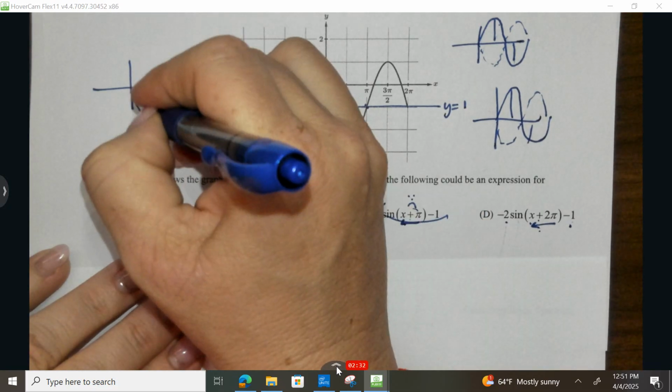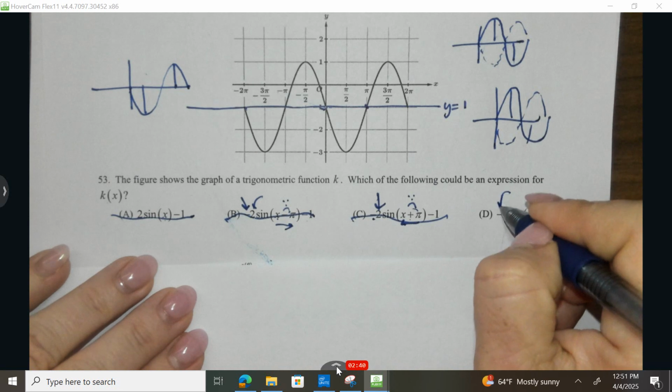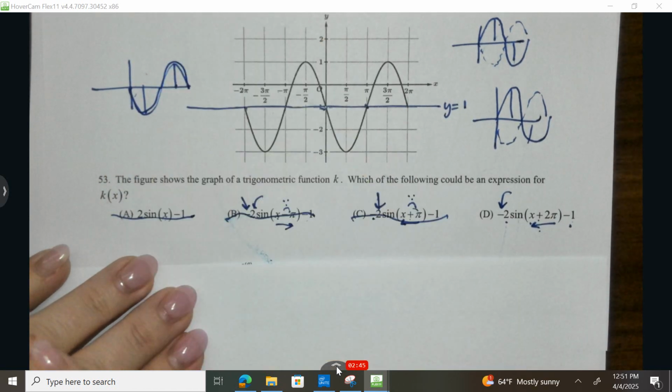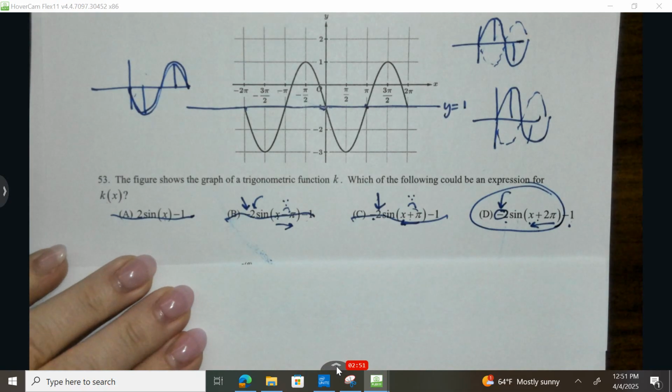Now, we do have an amplitude of 2. Amplitude is just the distance above or below the midline to the highest point or to the lowest point, the maximum or minimum. And notice finally we have this negative sign. This says that we're going to reflect across the midline, and we can see that's happening. And that's how we get a correct answer of D.